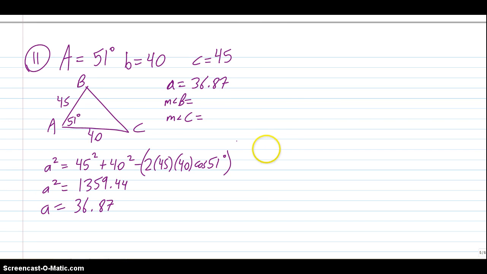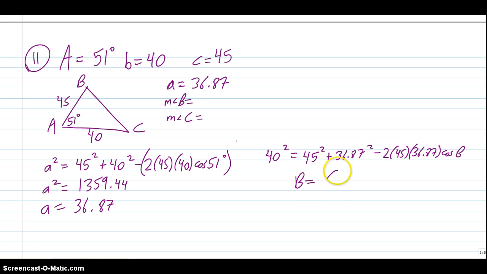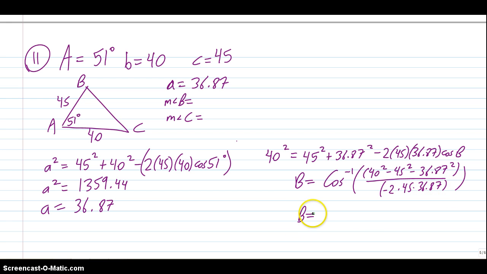And again, I prefer to use law of cosines because then you don't mess anything up, right? So let's find the measure of angle B. So I'm going to have to start with 40 if I do that. 40 squared equals 45 squared plus 36.87 squared minus 2 times all that. Again, the more you get used to it, the better off you are. So eventually B equals the inverse cosine of 40 squared minus 45 squared minus 36.87 squared all over negative 2 times 45 times 36.87. Alright, type that all in. When you do, I get B to be 57.47 degrees.